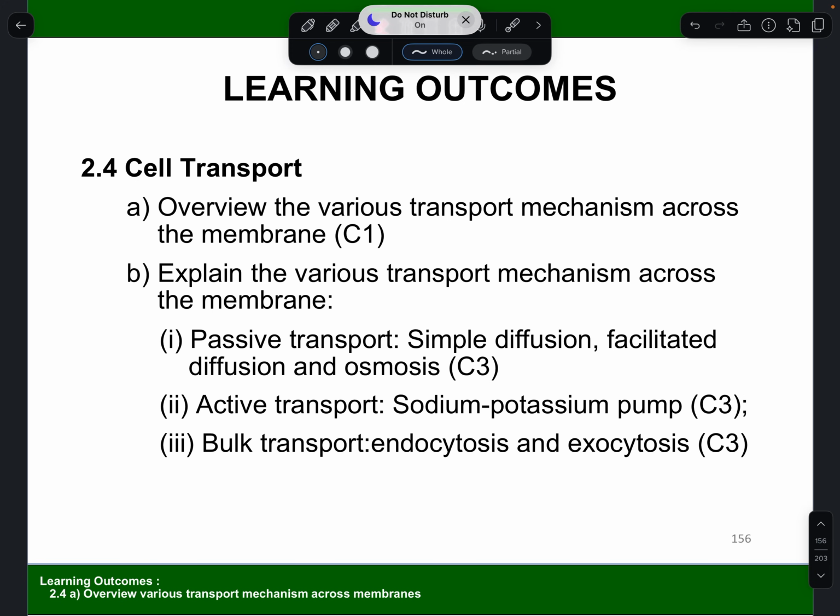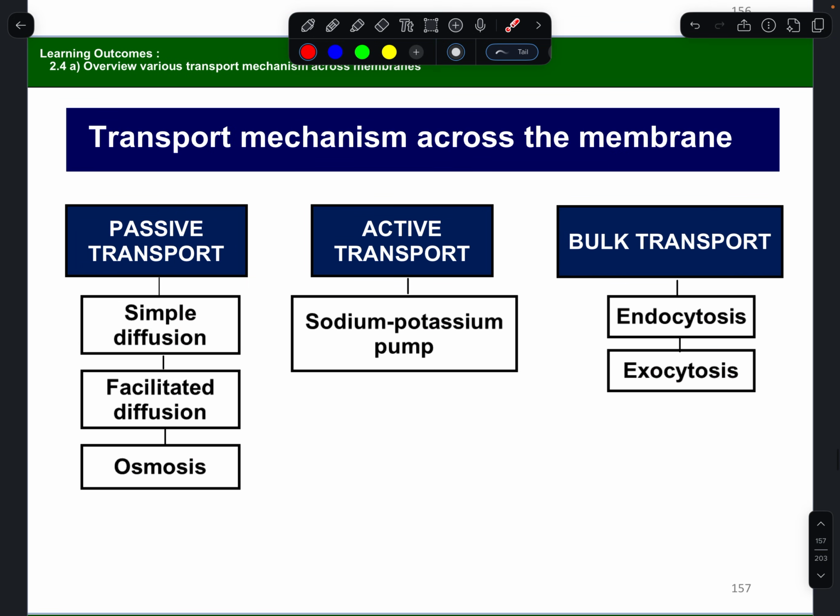Back in this video, we are going to touch on chapter 2, which is cell transport. Okay, the very last subtopic in this chapter is cell transport. Basically, we have three main transports. The first one is passive transport, the second one is active transport, and the third one will be bulk transport. So I'm going to divide the videos into three sub videos.